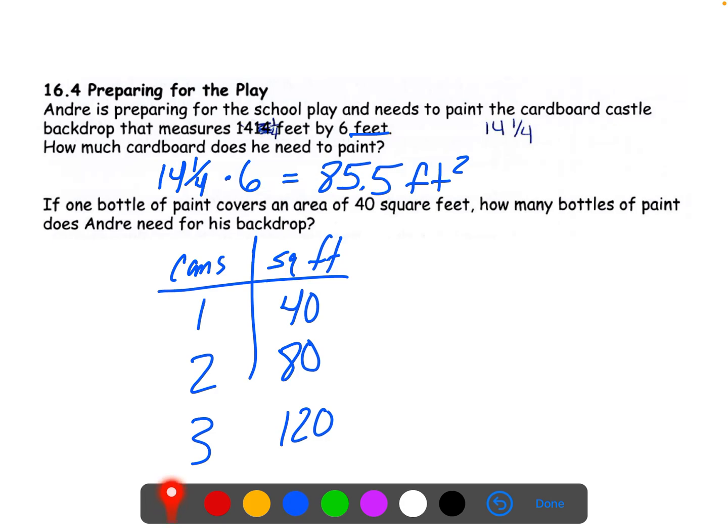But when it says how many bottles of paint does he need, we wouldn't want to give a partial amount here. We would want to give the whole number of bottles of paint that he would have to go buy at the store. So he's going to need 3 bottles to paint that entire backdrop.